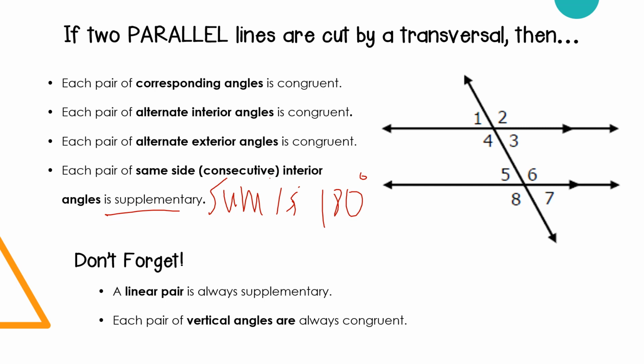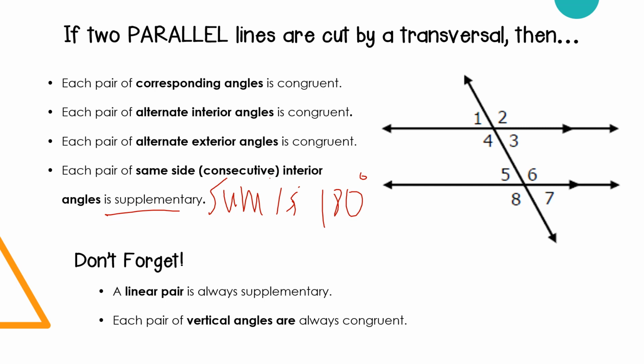Within this picture, and I mentioned this at the beginning, we still have linear pairs, and linear pairs are always supplementary. So angle 1 and angle 2, 2 and 3, 3 and 4, 1 and 4. Those are all examples of linear pairs, and likewise at the bottom, 5, 6, 6, 7, 7, 8, 5, 8, all linear pairs because pair means two and linear means line, two angles that make a line. And then you have vertical angles also in this picture, and those will always be congruent. 1 and 3, 2 and 4, 5 and 7, 6 and 8. Those are the angles opposite one another.